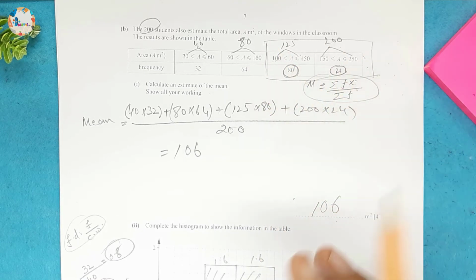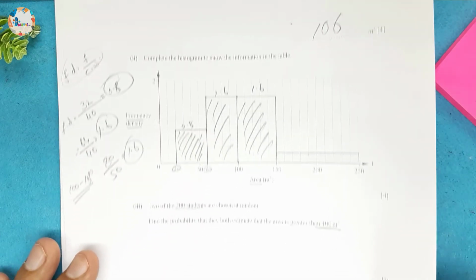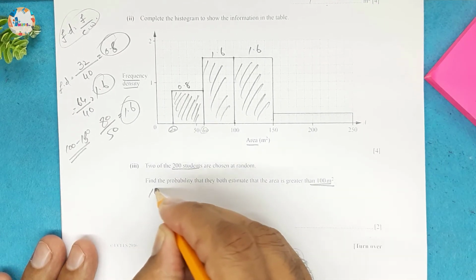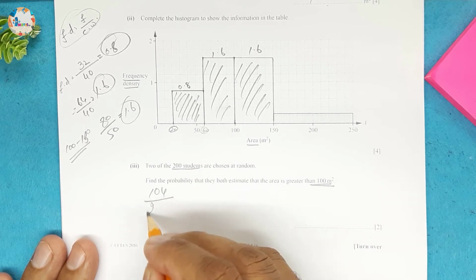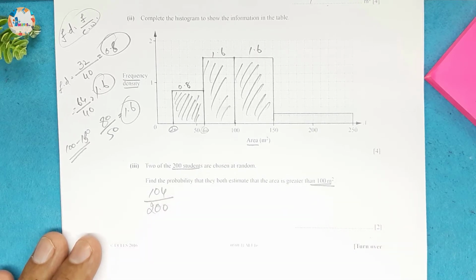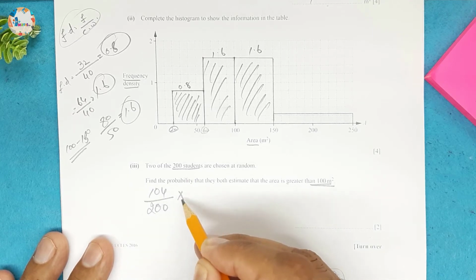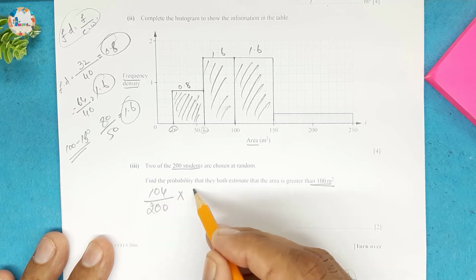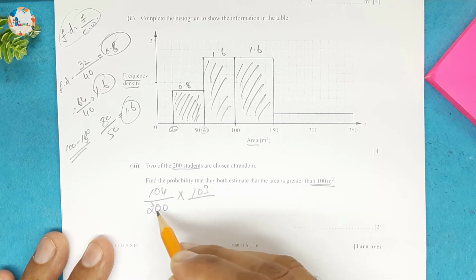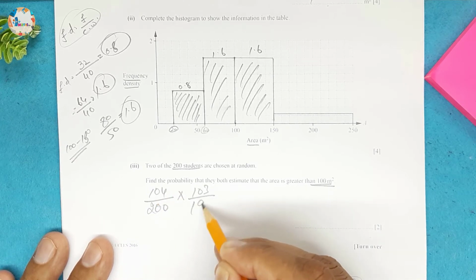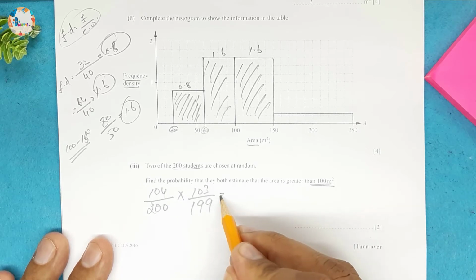So 80 plus 24 will be 104. So we can write 104 out of 200. This will be our first student, and the second student will be what? Second student will be one less because one is gone. So 103 divided by 1 less of 200, which is 199. This will be the probability.